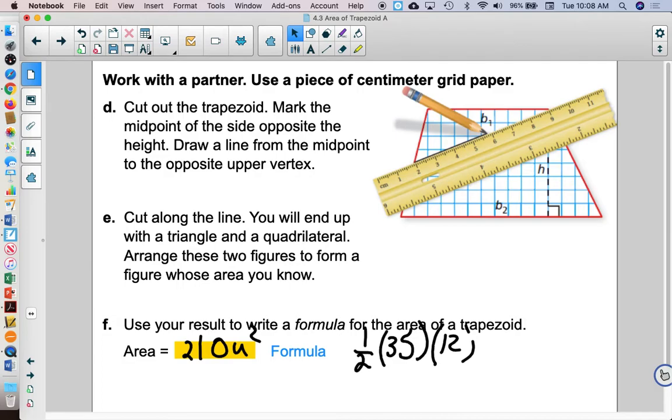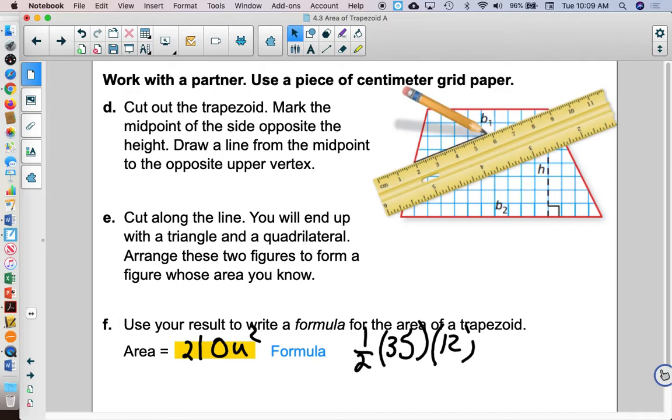Okay, the triangle by itself was 1/2 base times height, right? I don't know the base of the trapezoid until I add both the base 1 and the base 2. I have to know the total base. That's why when I cut it apart and I made that triangle, I had to add them both together to get the full base. Well, once I've got that, the formula is the same as that of the triangle.